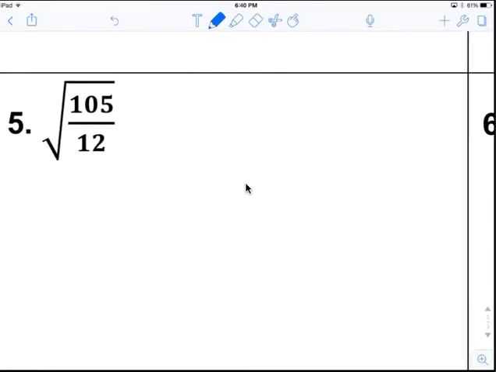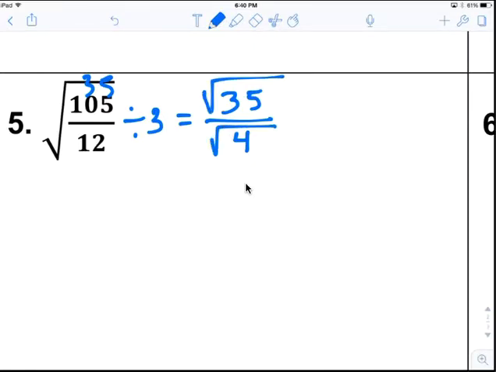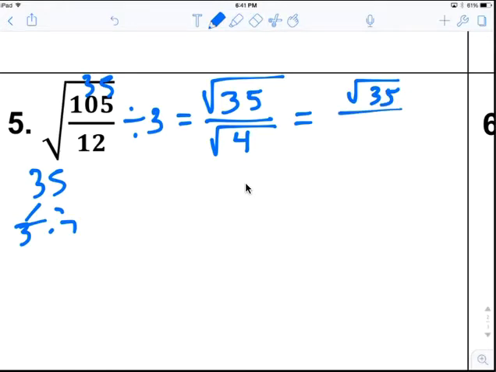On number 5, you can reduce. First, always reduce first. Divide by 3. 12 divided by 3 is 4. 15 divided by 3 is 5, so 35. And then you take the square root. The square root of 35 is 5 times 7, nothing we can do, so it's square root of 35. And square root of 4 is just 2, and that's your answer.